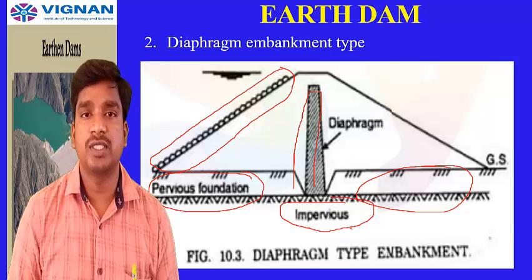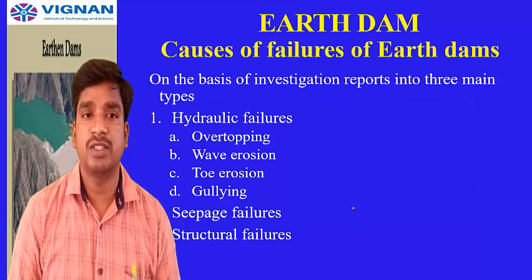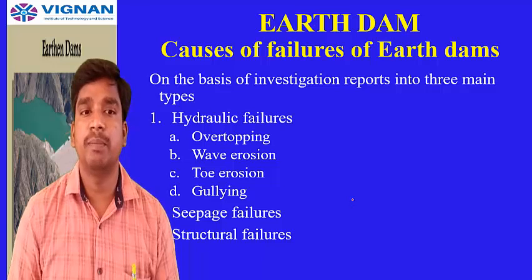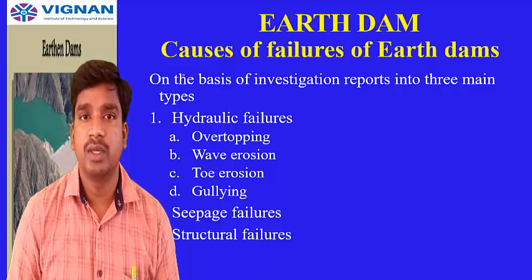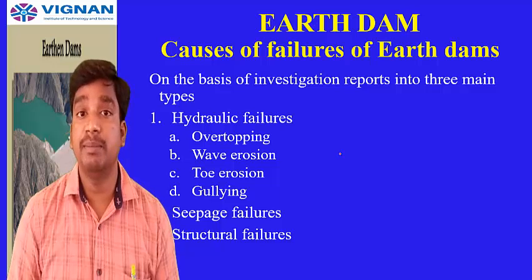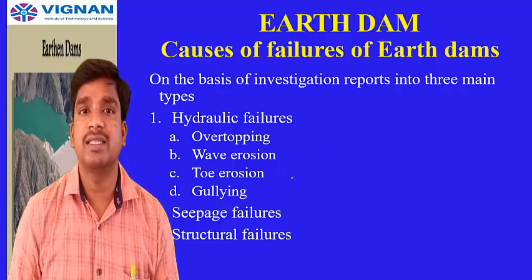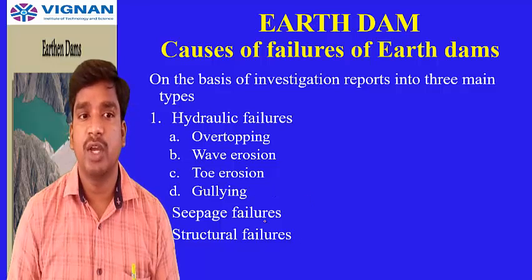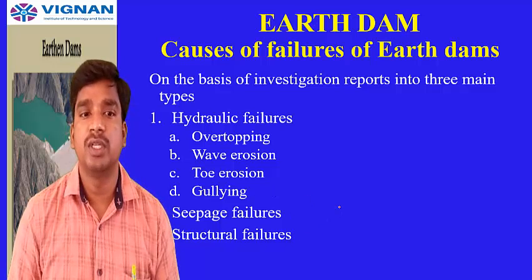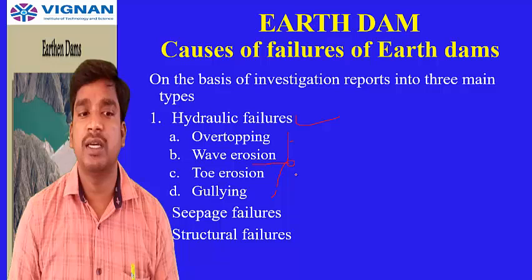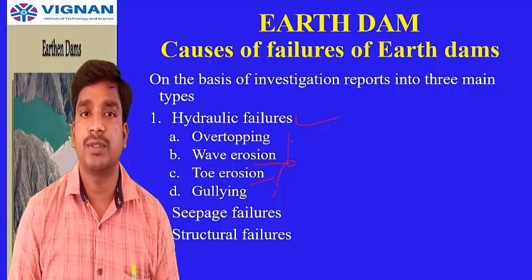Okay, now coming to the causes of failure of earth dam. What are the different causes of failure of earth dam? Based on the investigation reports, there are three main types of failures: one is hydraulic failures, the second one is seepage failures, and the third one is structural failures. Now coming to the first one, hydraulic failures. There are four different types of hydraulic failures: overtopping, wave erosion, toe erosion, and gullying erosion.